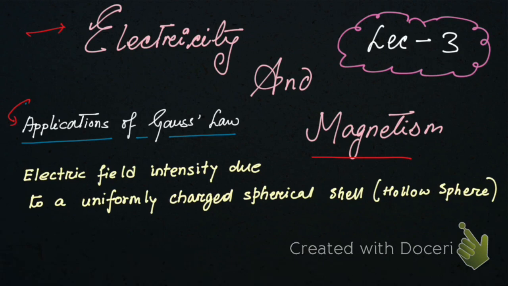Here we're going to learn how to apply Gauss law, which we have already discussed how to prove in the last lecture. The link is given in the description box. So here we'll learn how to apply Gauss law to find the electric field intensity due to a uniformly charged spherical shell. Today we're going to discuss only the electric field intensity due to a uniformly charged spherical shell. In the next lecture we'll discuss the electric field intensity due to a uniformly charged solid sphere.